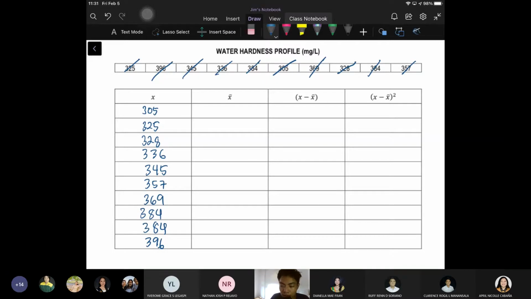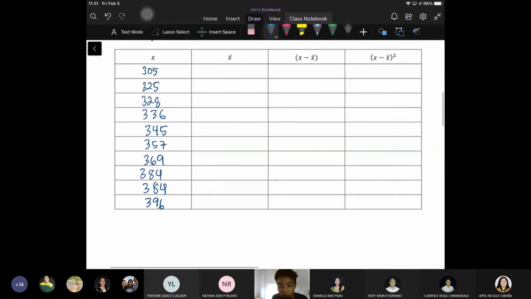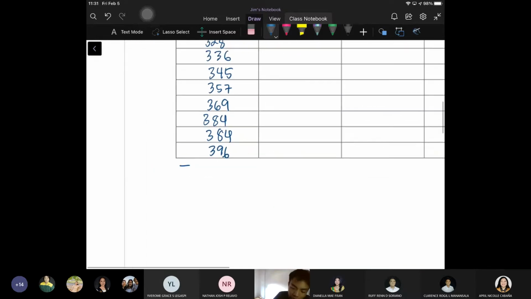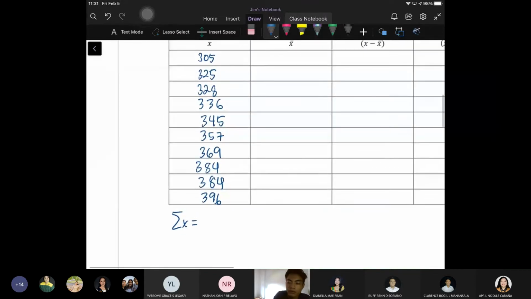Okay, so solve muna natin yung mean. So when solving for mean, you want to get the sum of your x first, no? I-add muna natin sila lahat. So add natin. Mag-solve din kayo ha.